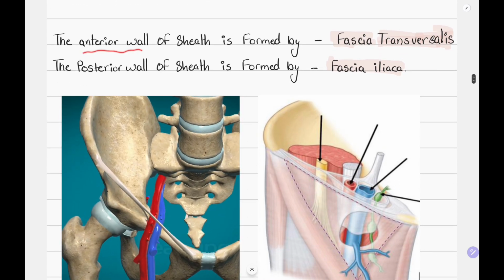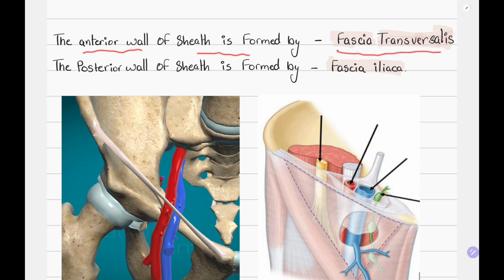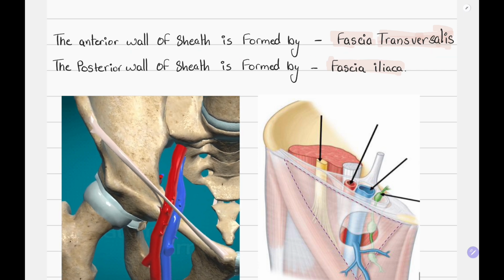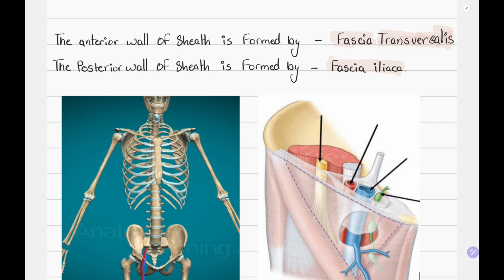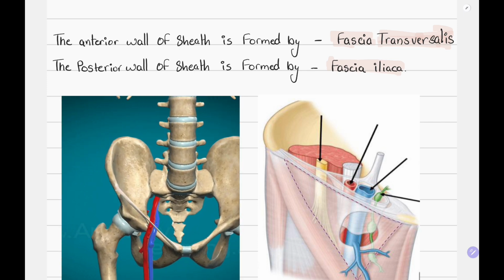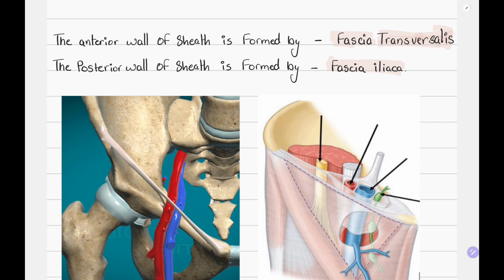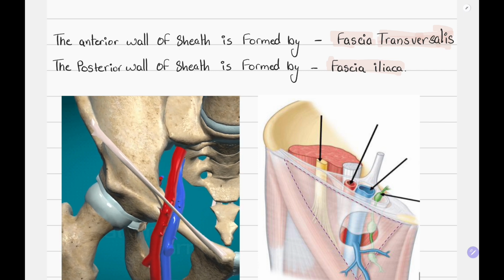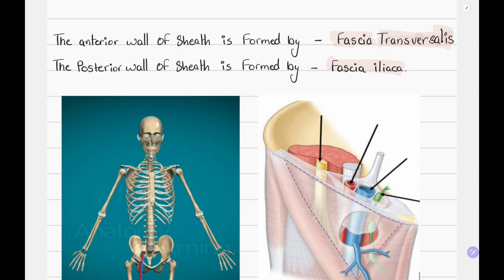The anterior wall of the sheath is formed by fascia transversalis. What is the fascia transversalis? It is present in the anterior abdomen and covers the transversus abdominis muscle. So the anterior part of the femoral sheath is formed by the extension of fascia transversalis. The posterior wall of the sheath is formed by fascia iliaca, which is a covering of the iliacus muscle.